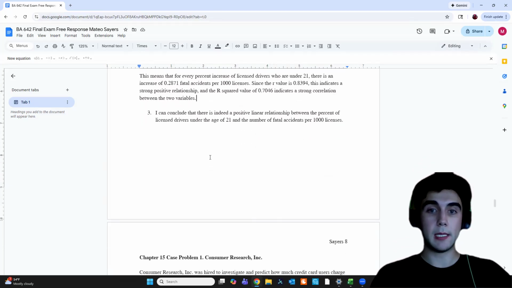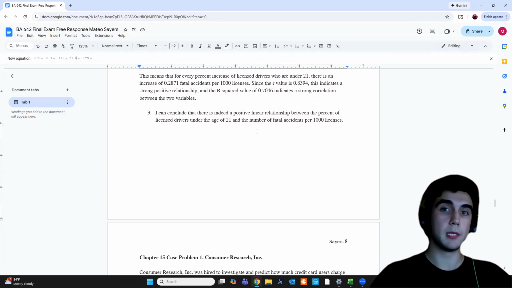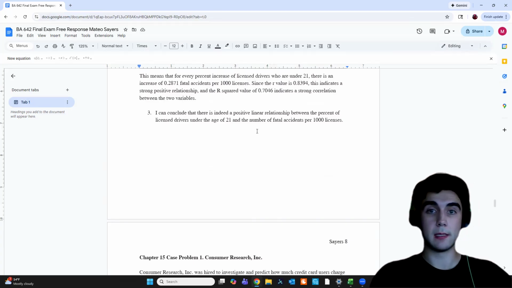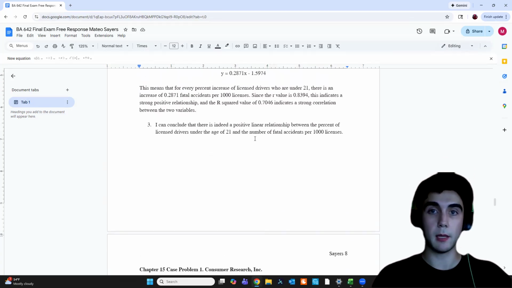So I can conclude that there is indeed a positive linear relationship between these two variables, and that the number of licensed drivers under the age of 21 can actually be used to predict the number of fatal accidents per 1,000 licenses, and as seen by the R-squared value, about 70% of that can be accurately predicted.